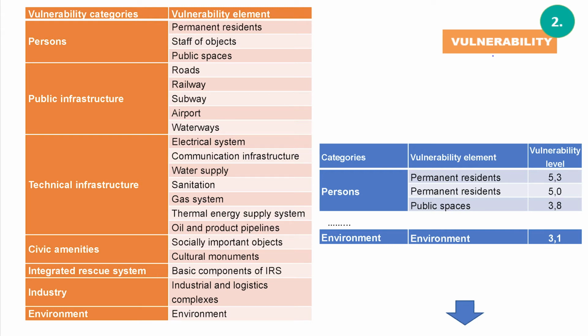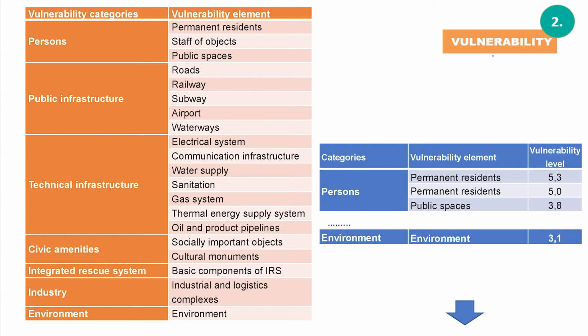We have the 17 categories for vulnerability: person, public infrastructure, technical infrastructure, civil amenities, integrated rescue system, industry, and environment. Next is the vulnerable element. I think it's a very good point, not only for the Czech Republic, but for example Slovakia too, and other countries in the European Union. But sometimes you do not have to say. I think it's a good point for modification.